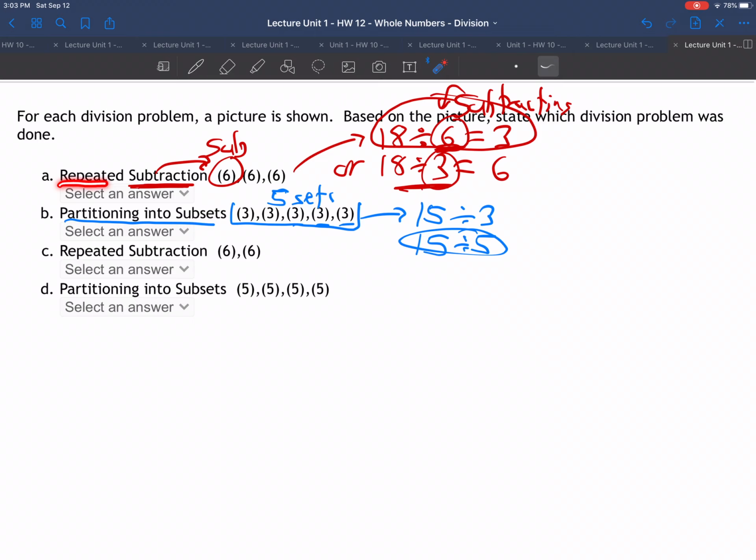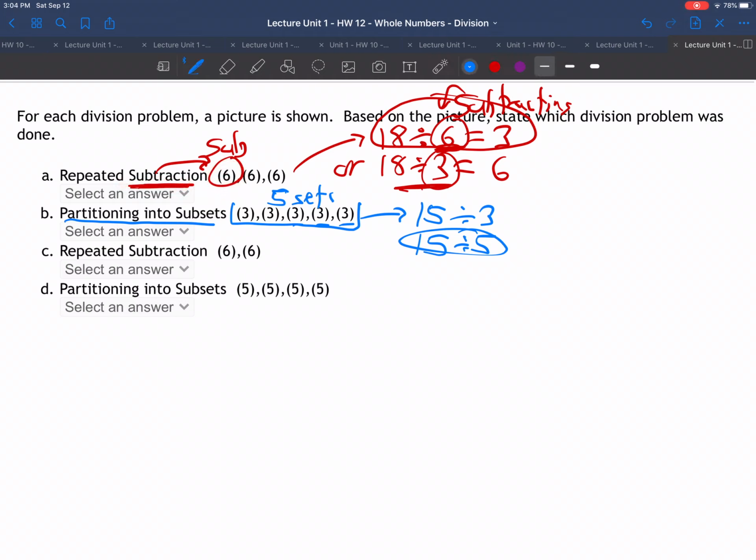So on this part A, you subtracted, so you think about that 6 as what you're subtracting. And on this one, you don't think about that 3 as what you're subtracting, because you're not supposed to think about subtraction. On part B, you're supposed to think about number of sets. So you count and you go, oh, there's 5 sets, so I'm dividing by 5. On the last one, I was subtracting 6, so I'm dividing by 6.